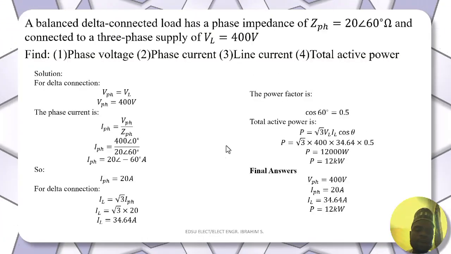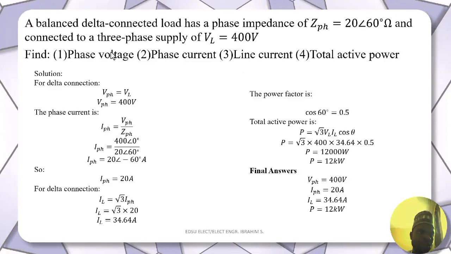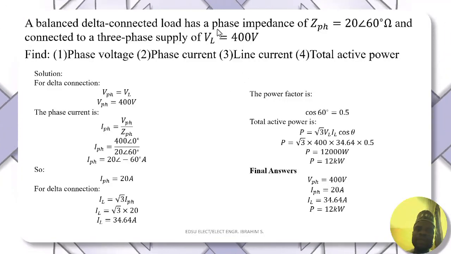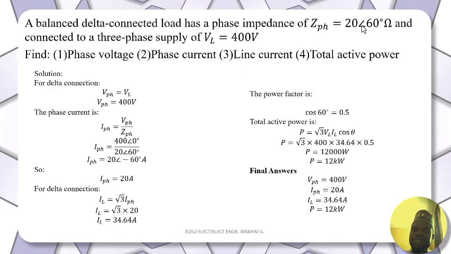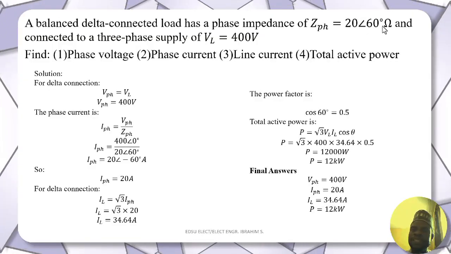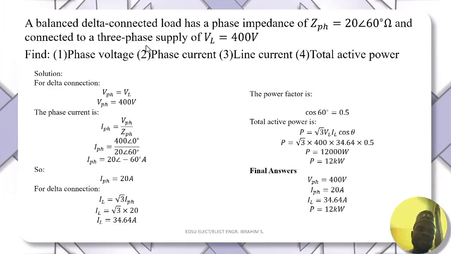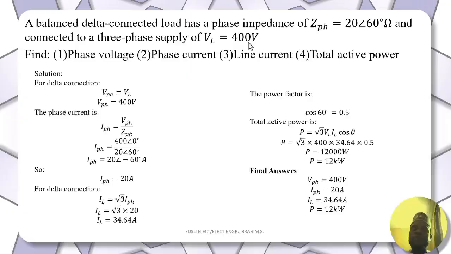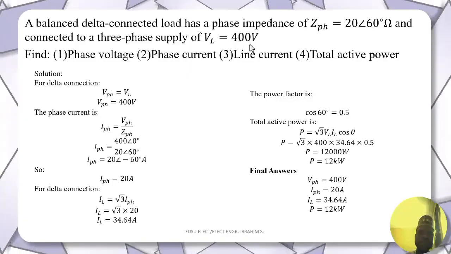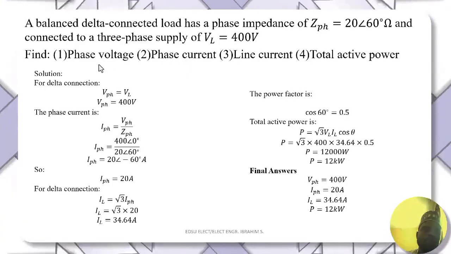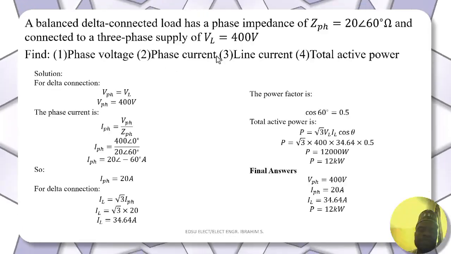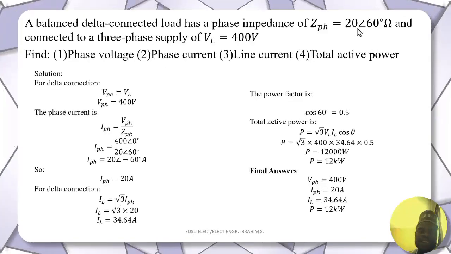So we have another question here. We are told the balanced delta connected load has a phase impedance Z phase of 20 ∠60 degrees and is connected to a three-phase supply with VL of around 400 volts. We are told to find the phase voltage, phase current, line current, and total active power.